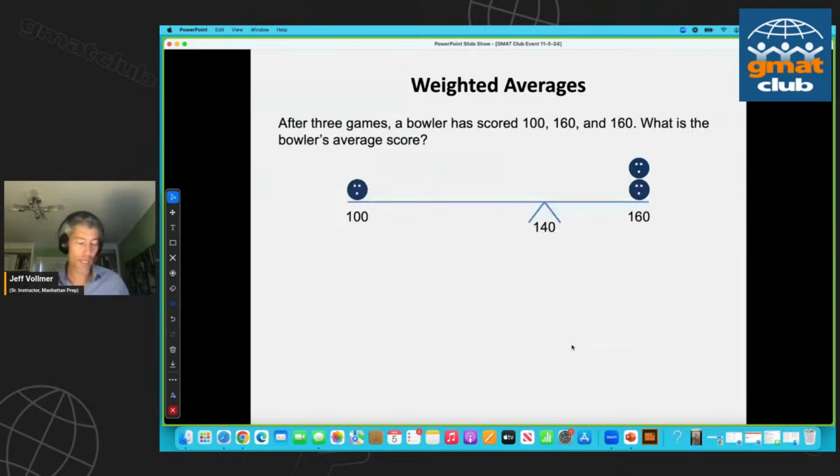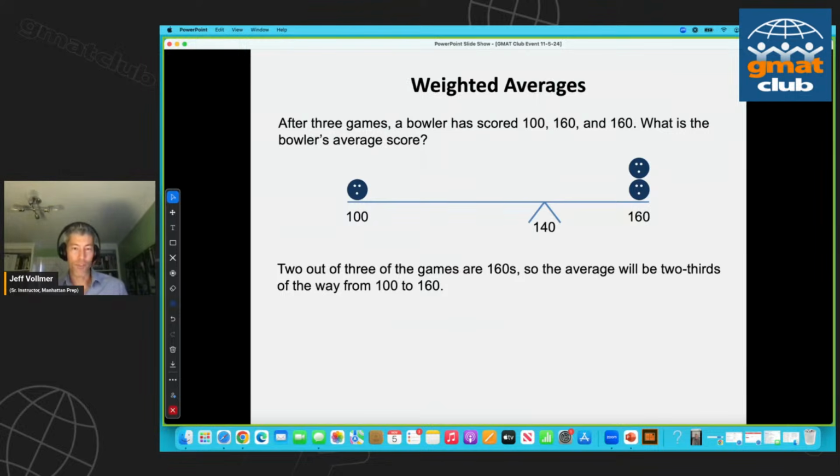So here's the way that I like to think about how to know exactly where the average is between these 100s and 160s, right? And there's 3 ways I think I can communicate this. They're all equivalent. They're all mathematically the same thing, just different wording.